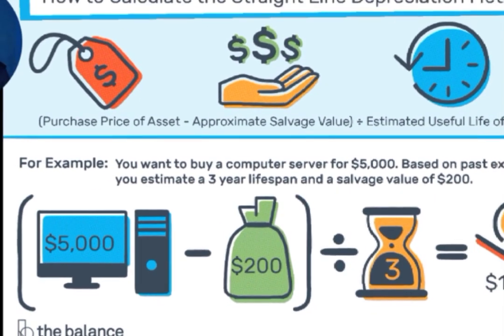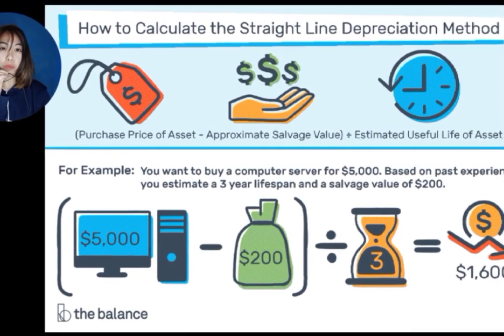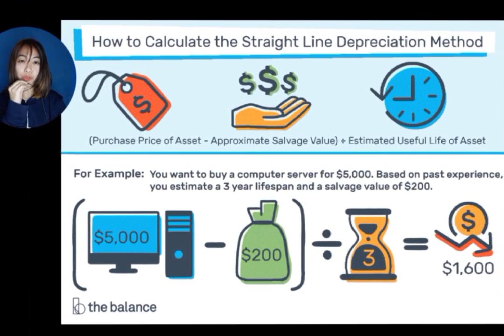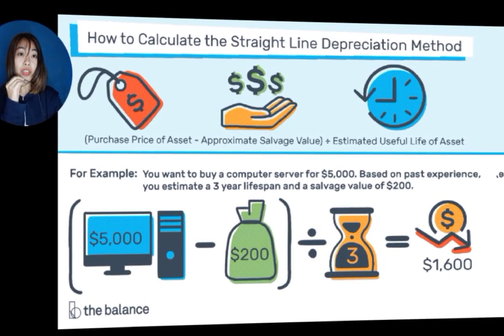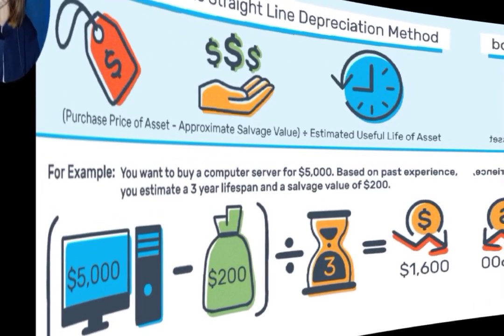Now, to calculate the straight line method, we just have to subtract the approximate salvage value from the purchase price of the asset and divide the difference by the estimated useful life of the asset.